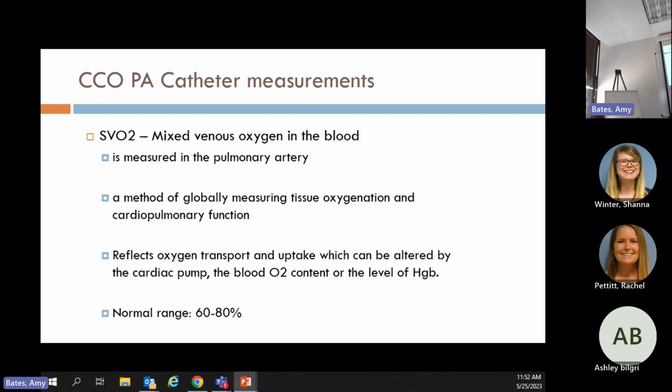Is the blood oxygen content low? So is something happening in the lungs that the blood is not getting the oxygen, or your level of hemoglobin? Especially in CVU, we can check chest tubes. If their chest tubes are full and we know that they've lost a lot of blood, sometimes that can drive down the SVO2 as well. So that's just another number in hemodynamics that we can look at.